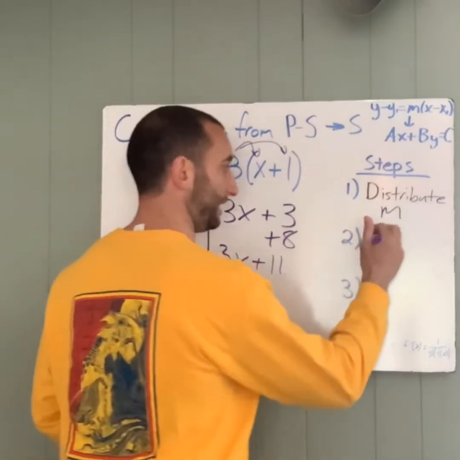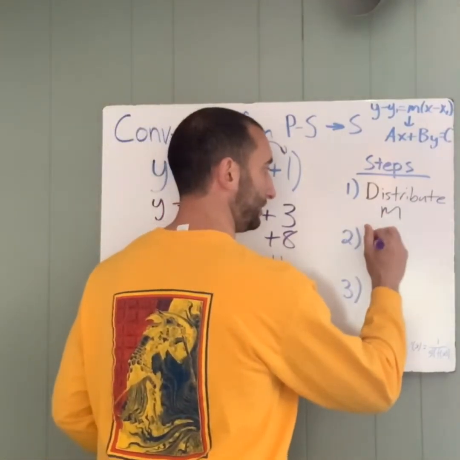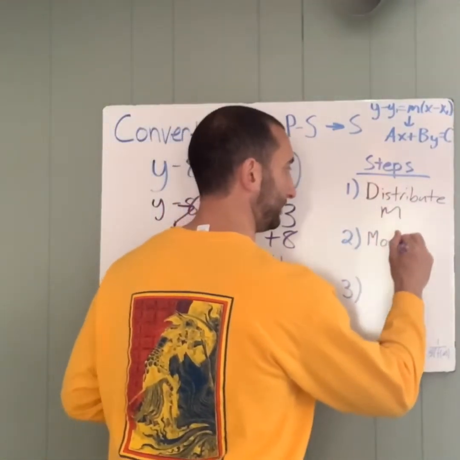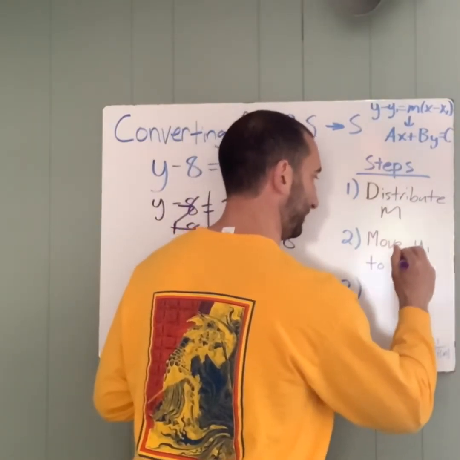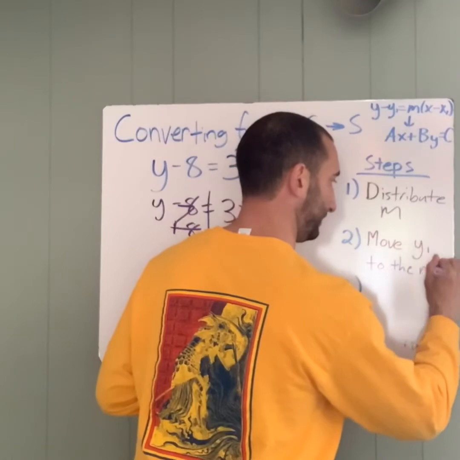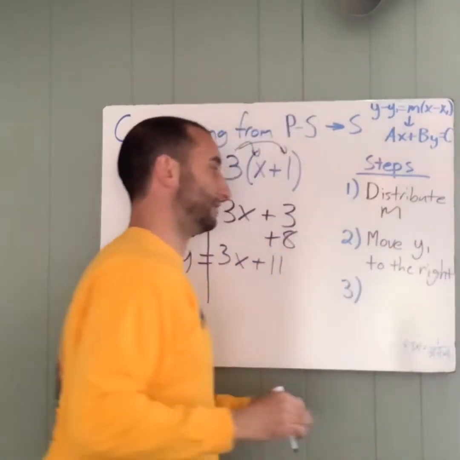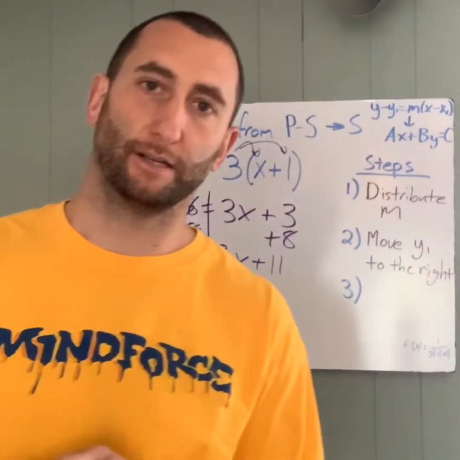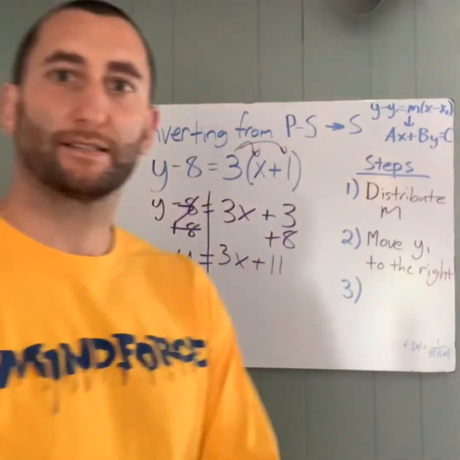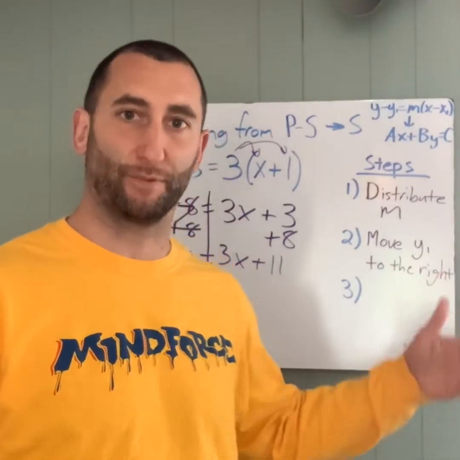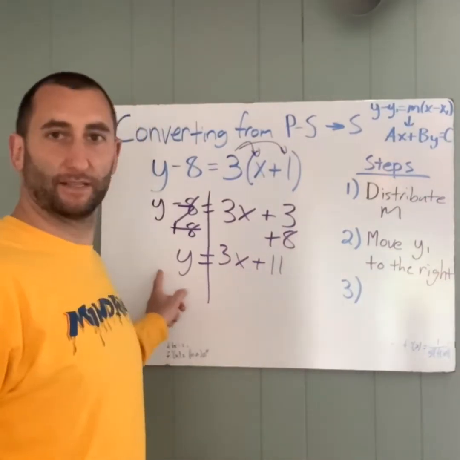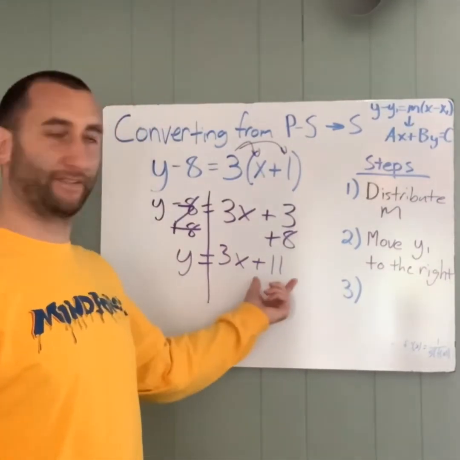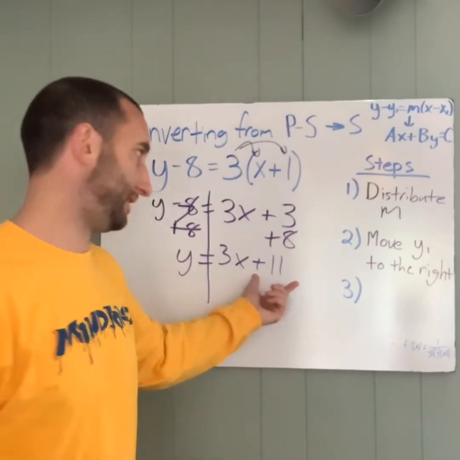So I'm going to say move y1 to the right. All right. Now, what form is this in? Slope-intercept form. Just like the last example, we're going to do the same thing. We're just going to move our x term over to the left so it can be with the y term, leaving the integer by itself on the right side.